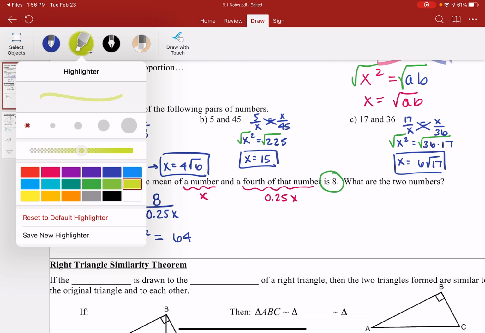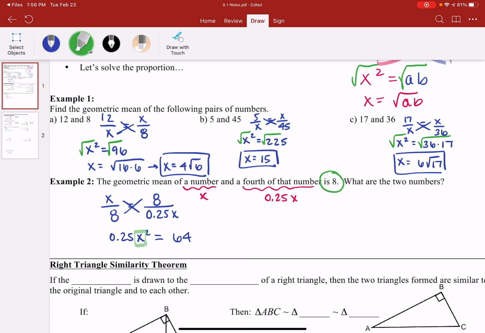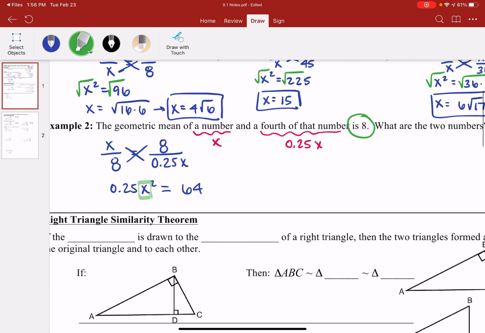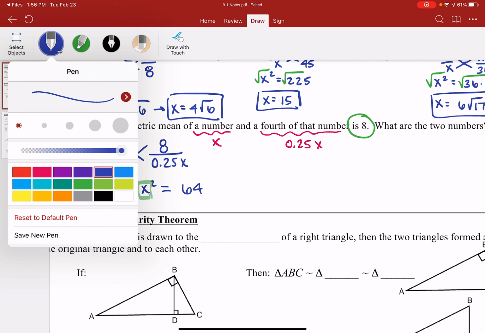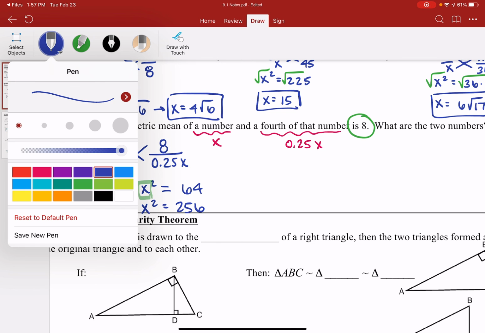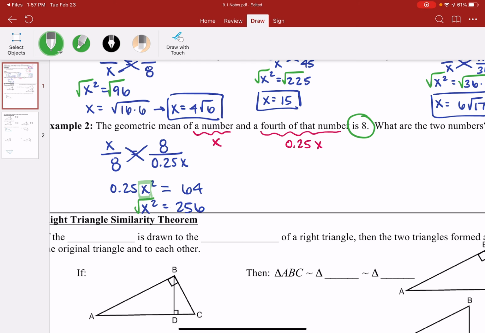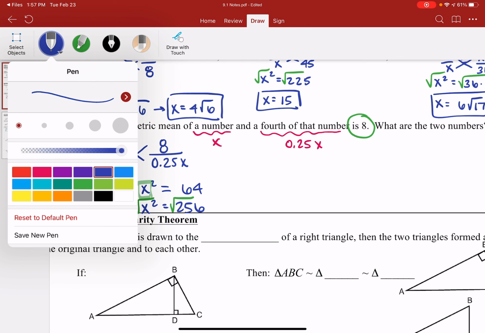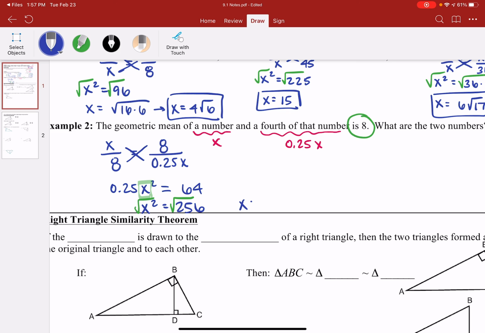Now you're just solving for x, so we need to get x all by itself. So I'm going to divide both sides by 0.25. So 64 divided by 0.25 is going to give me 256. So now I have x squared equals 256. Now I need to get rid of my square, so I'm going to square root. And in your calculators, the square root of 256, you should get 16.